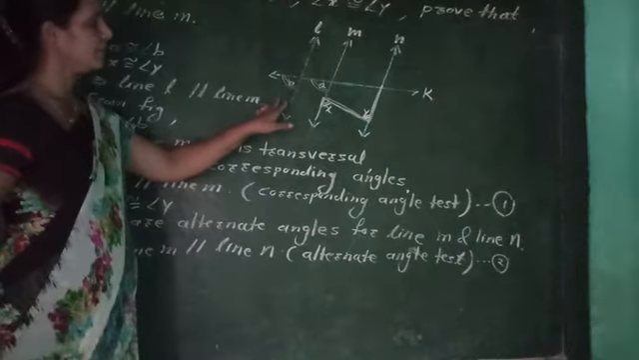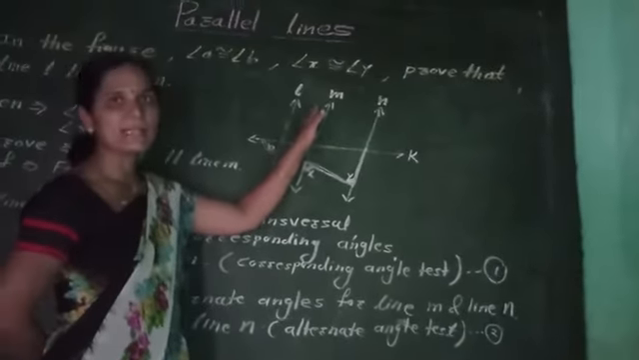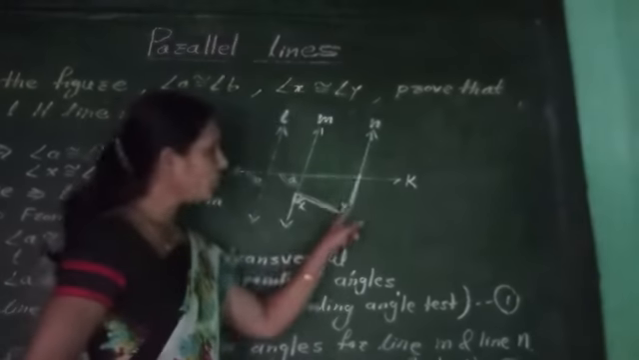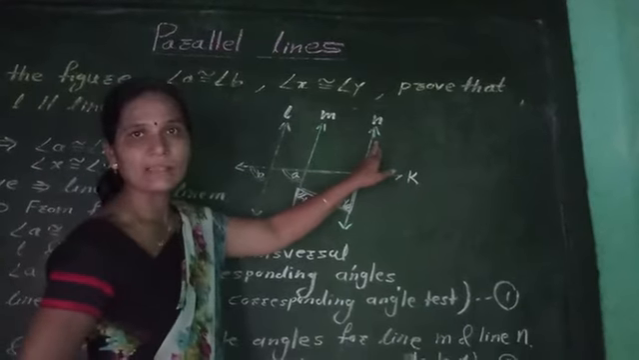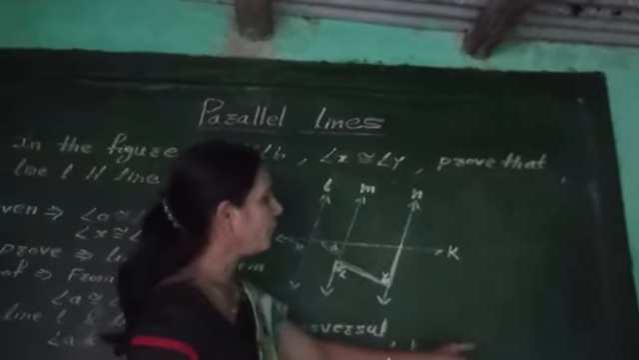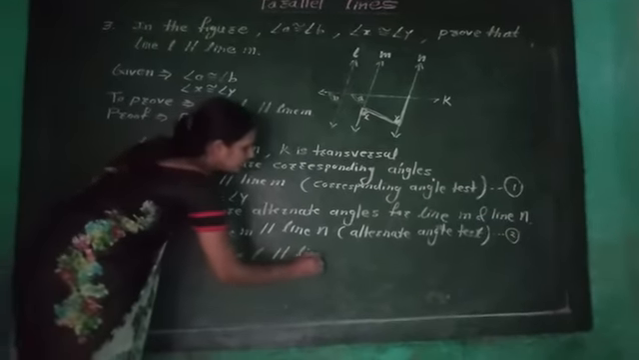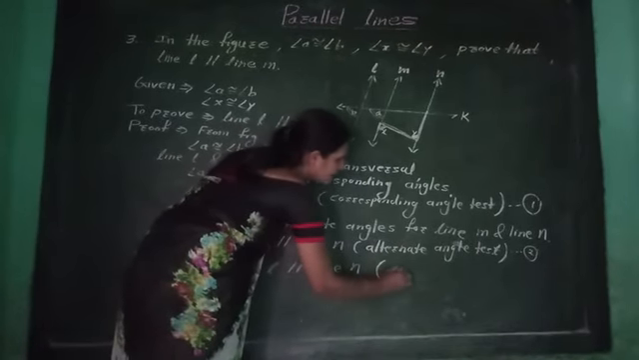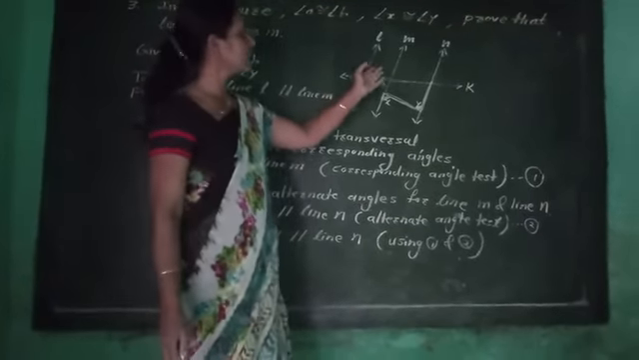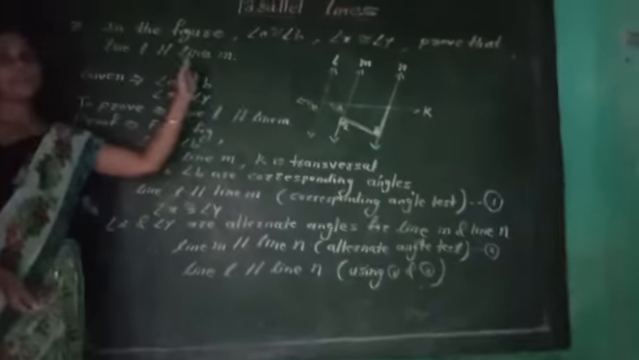From the figure, first consider A is congruent to B. These two are corresponding angles, so the first line is parallel to the second line: L is parallel to M. Again, X is congruent to Y. These alternate angles are congruent, so line M is parallel to line N. Now L is parallel to M and M is parallel to N. It proves that L is parallel to N. From 1 and 2 we write that line L is parallel to line N. If the first line is parallel to the second line and the second line is parallel to the third line, then the first line is parallel to the third line. Hence we prove line L is parallel to line N.